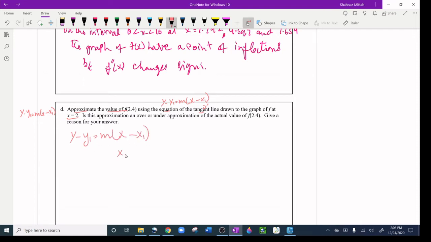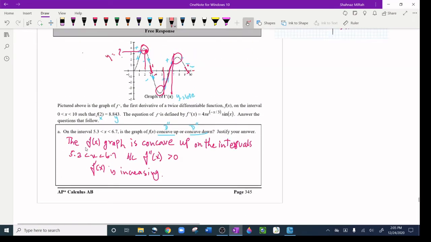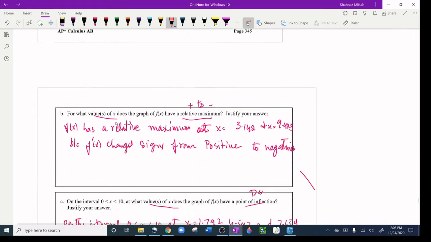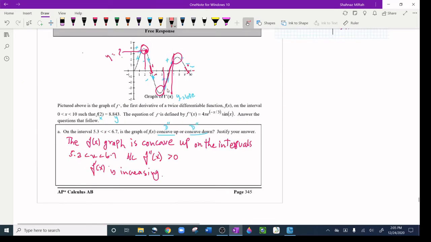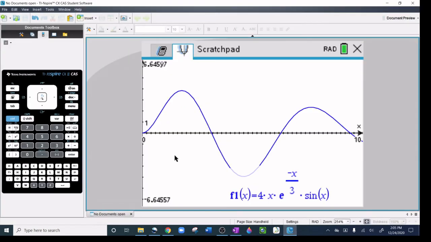I already have an x, which is 2. I don't know the slope. I already have a y1 because it was given in the question right there: f of 2 equals 8.843. So y minus 8.843. How do I get the slope? Since the graph is already f prime, every y value is a slope. So what is the y value at 2? This is the value that we need to figure out. That's why I'm going to get the graph. This is the graph from 0 to 10 for the equation right there. So I'm going to go to menu.